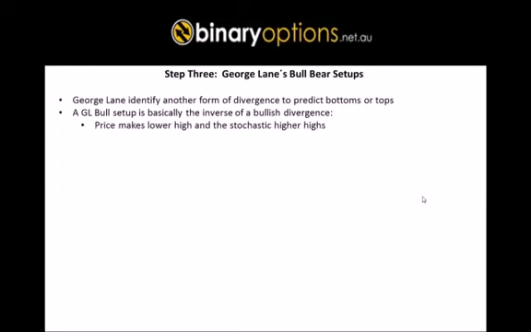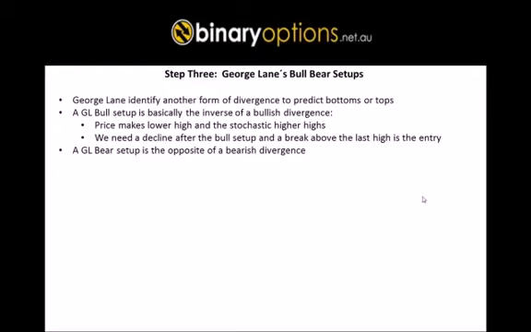Now stick with me, and I know this may sound a little bit difficult, but I'll make it very comprehensible. So a George Lane bull setup is basically the inverse of a bullish divergence. Price makes lower highs and the stochastic makes higher highs. Okay, but we need a decline after the bull setup and a break above the last high for an entry.